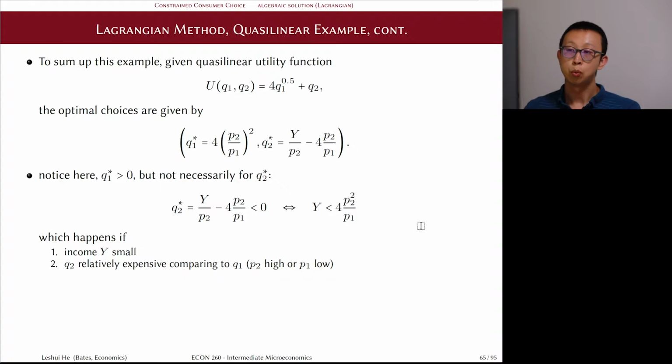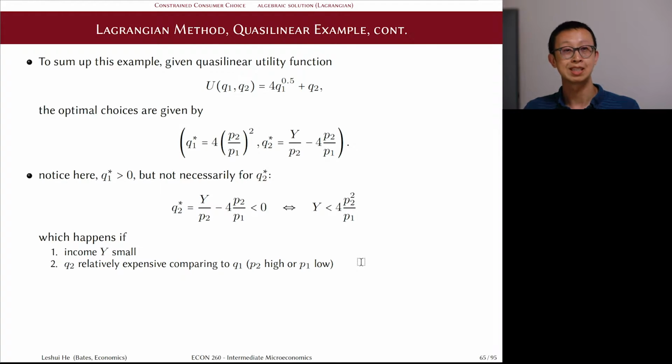To take stock, we realize that the prescribed optimal solution for Q2 can actually be negative when the income Y is relatively small, or if good 2 becomes relatively expensive compared to good 1. So, what can be an interpretation of a negative quantity, at least at face value? Well, we can imagine that as the budget becomes tight, or when good 2 becomes expensive relative to good 1, the consumer may want to spend all their budget on good 1 and good 1 alone.